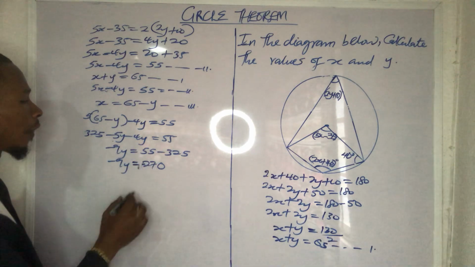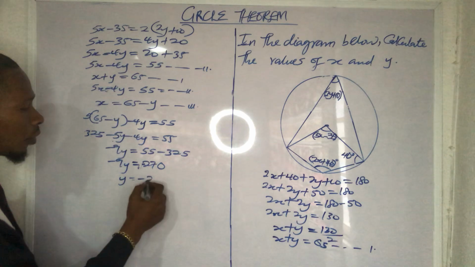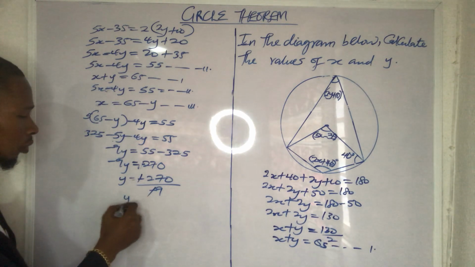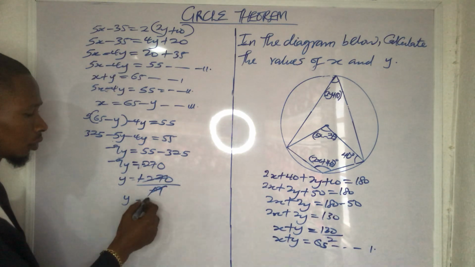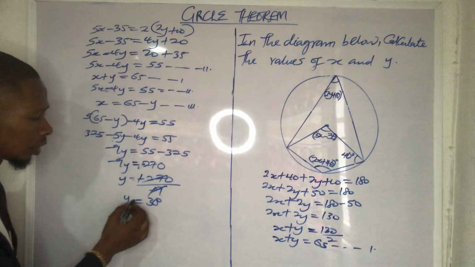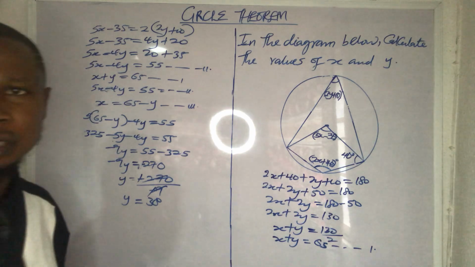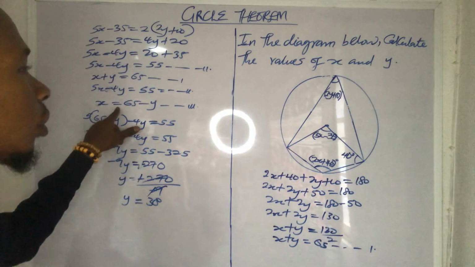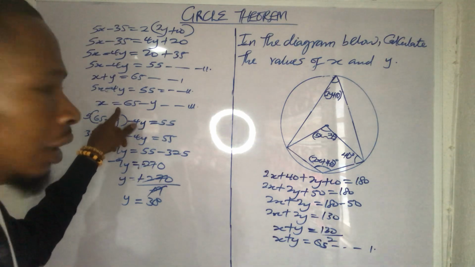Dividing both sides by minus 9, my y is equal to minus 270 over minus 9. Minus and minus cancel. Y should be equal to 30 degrees. Since y is equal to 30 degrees, to get my x, I will need to substitute y is equal to 30 degrees into equation 3 to get my x.